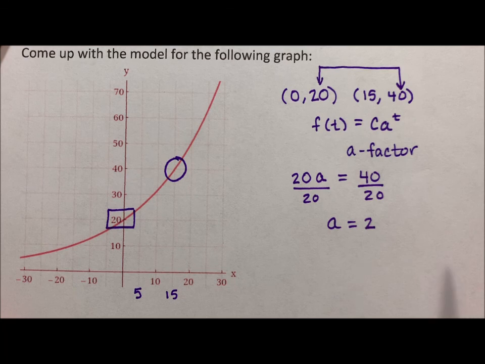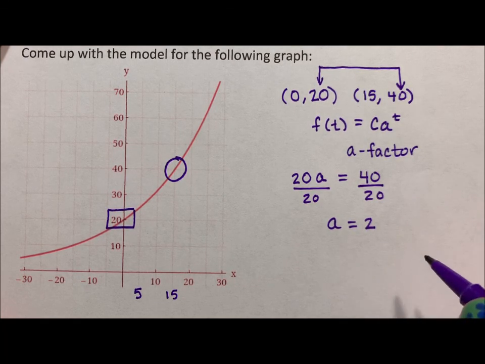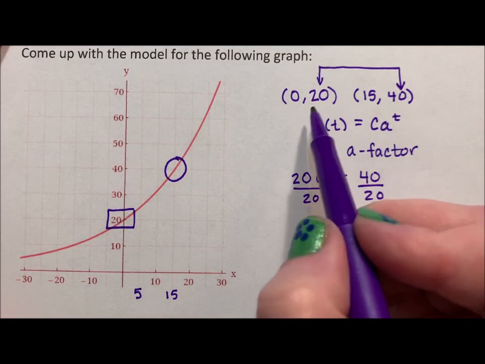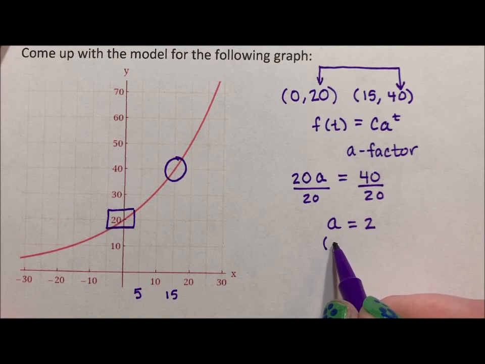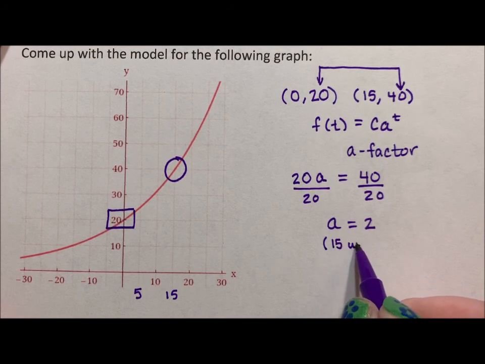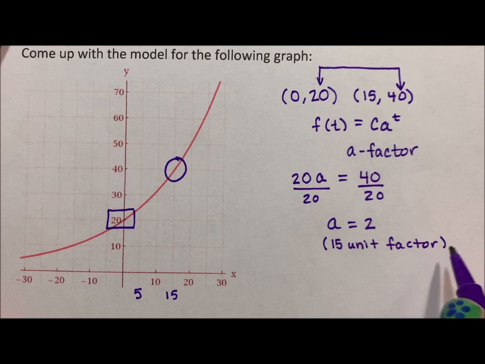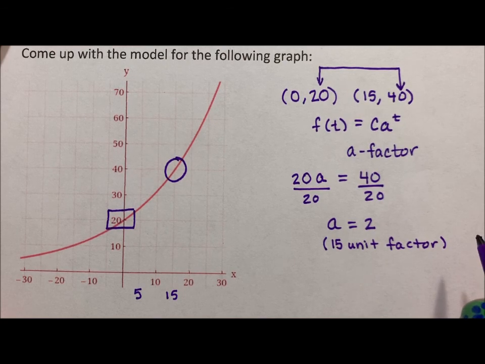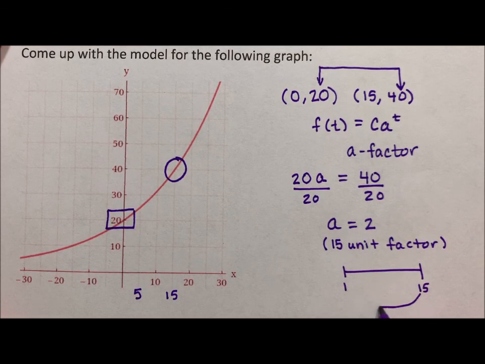But I want this to be a unit. I want it to represent inputs of x equaling 1, but right now, x is going up by 15. So this is a 15 unit factor, and I don't want that. I want a single unit factor. So I want to take it from a 15 unit factor down to a single factor, so I need to divide by 15.